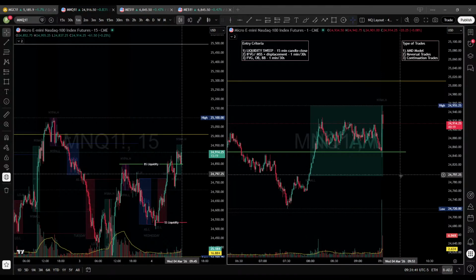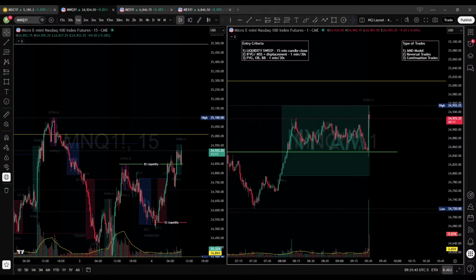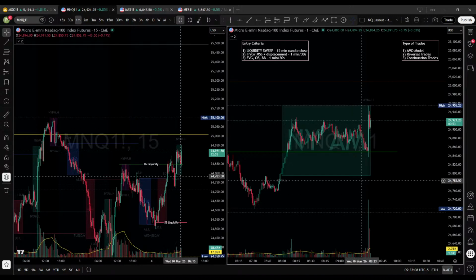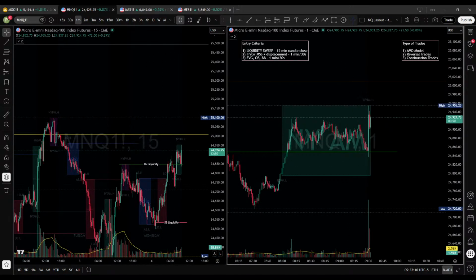I've not entered yet. I might soon. Just want to see a good candle on 30-second time frame which can show us bullishness. Generally, this doesn't happen. It just continues to move up higher.